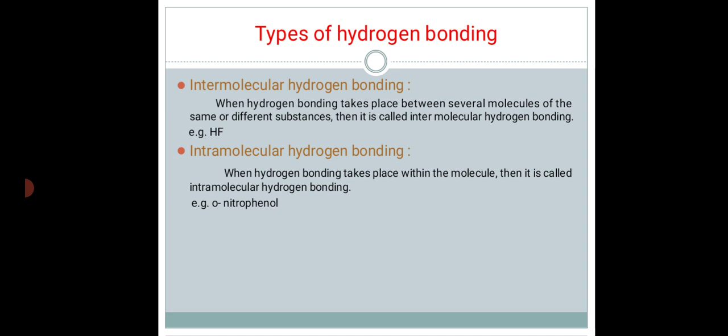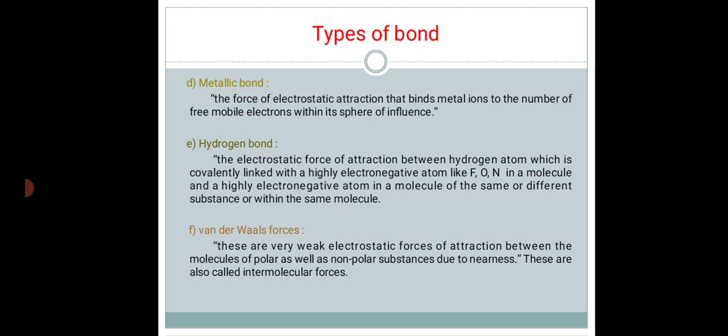Now the next type of chemical bond is van der Waals force of attraction. The van der Waals forces may be defined as very weak electrostatic forces of attraction between the molecules of polar as well as nonpolar substances due to nearness, and these are also called intermolecular forces.